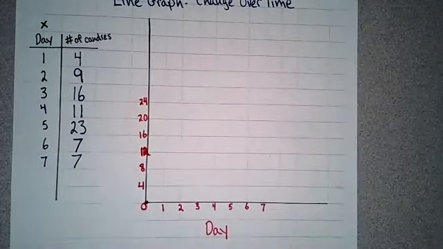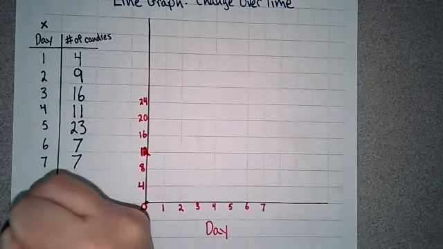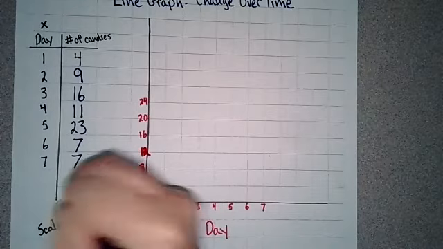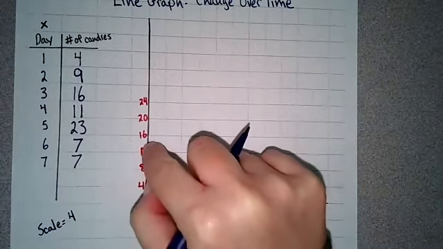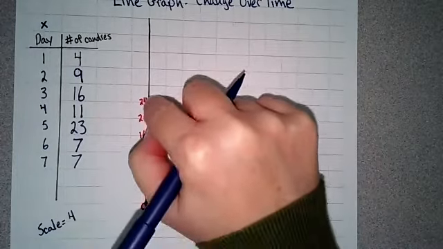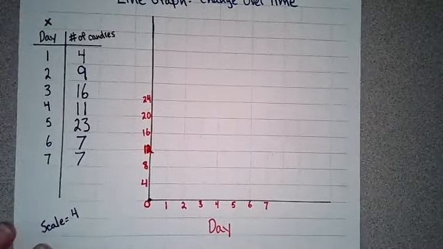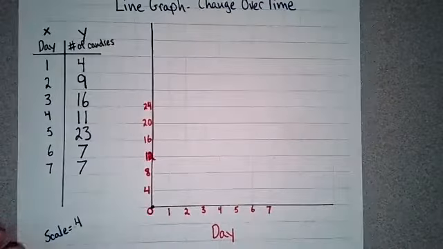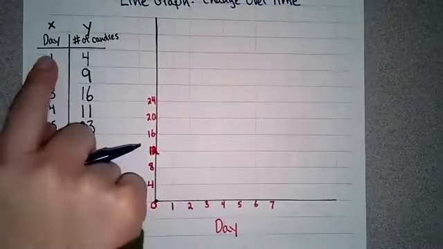For the scale, I want you to write down that the scale is how much it's counting up by. The scale is 4, because you're going 4, 8, 12, 16, 20, 24, okay? These are my x coordinates, and these are my y coordinates. So let's go ahead and graph, okay?